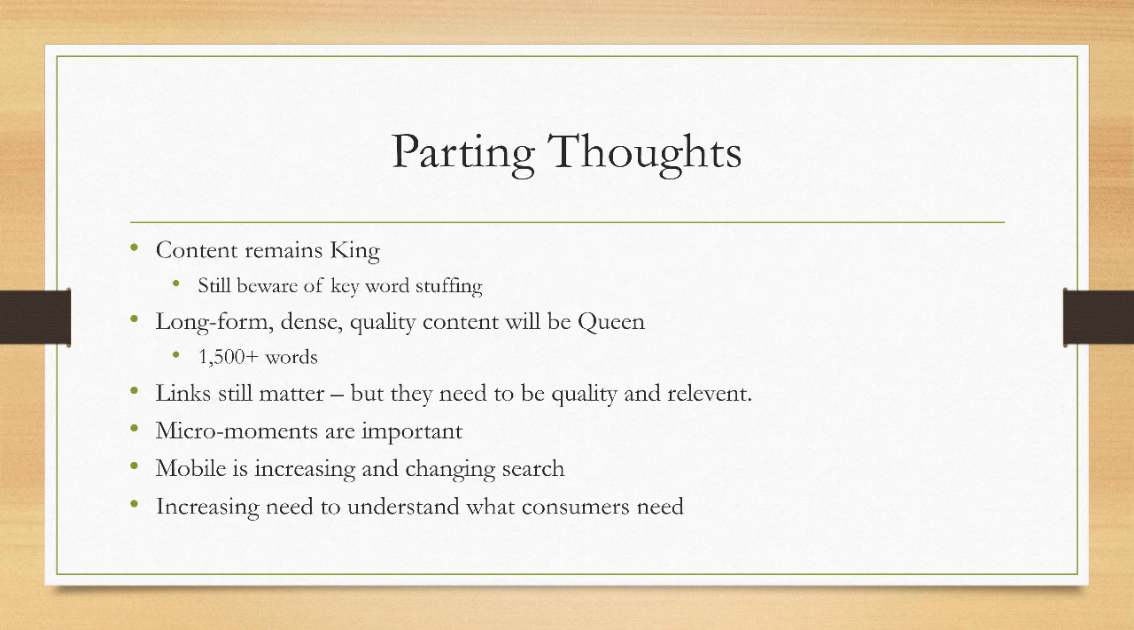Now, I've got a couple of parting thoughts in terms of SEO. Content remains king. Still beware of keyword stuffing, but content and providing quality information is still going to get you ranked higher than if you don't, so do. Now, long form, dense quality content is going to be queen. We are seeing this over and over again. So 1,500 plus words, even up to 2,500 words, are starting to make inroads into SEO, and Google is really rewarding it, saying that that's high quality content, that's value added content.